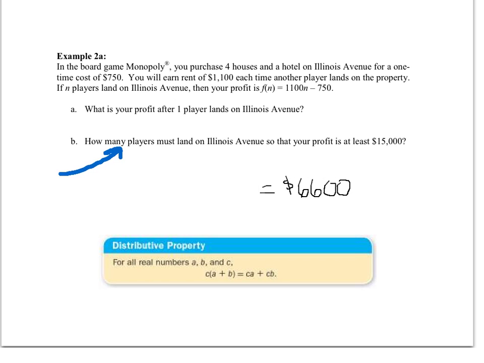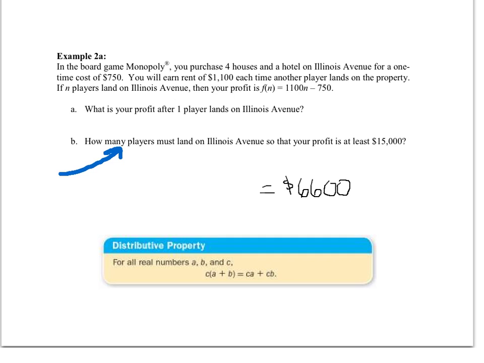For the next example, in the board game Monopoly, you purchase 4 houses and a hotel on Illinois Avenue for a one-time cost of $750. You will earn rent of $1,100 each time another player lands on the property. If n players land on Illinois Avenue, then your profit is f of n equals 1,100, because that's how much you earn in rent each time someone lands on the property, times n, the number of players landing on the property, minus that initial cost you paid for that hotel and those houses of $750.